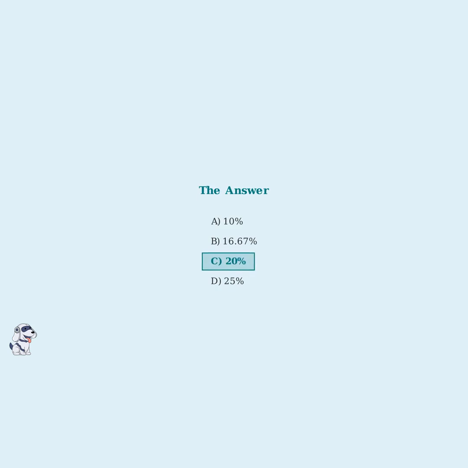Therefore, the correct answer is option C. The estimate of 60 has a 20% error compared to the actual value of 50.